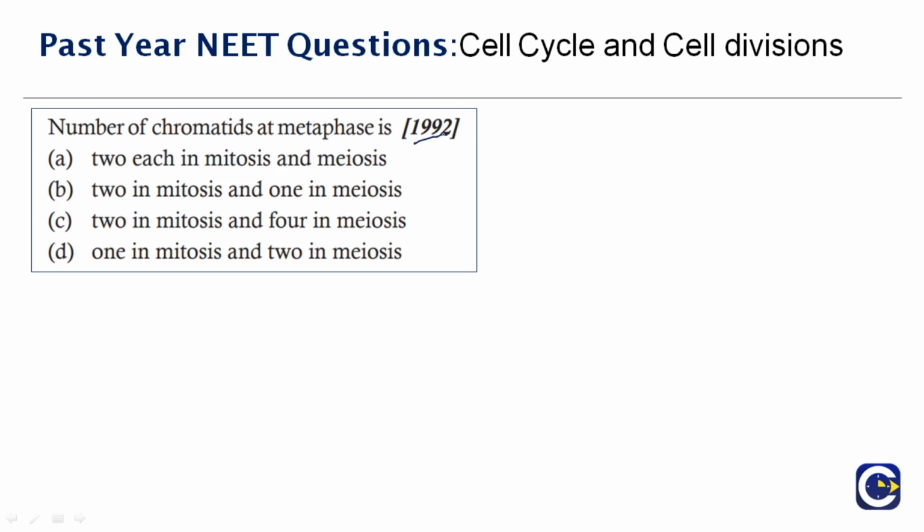This question was asked in the year 1992. The number of chromatids at metaphase is dash. Easy question again. All you need is a little logic. In both mitotic and meiotic metaphase, the number of chromatids per chromosome will be 2. So I've given you the clue, it is 2. So what will be the answer now?